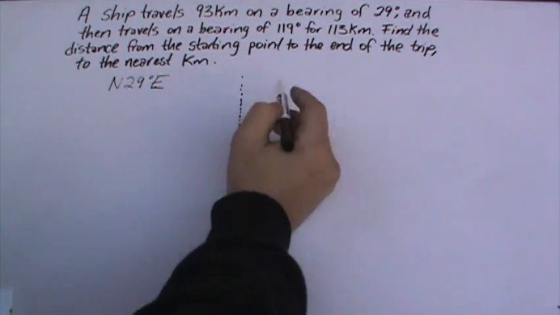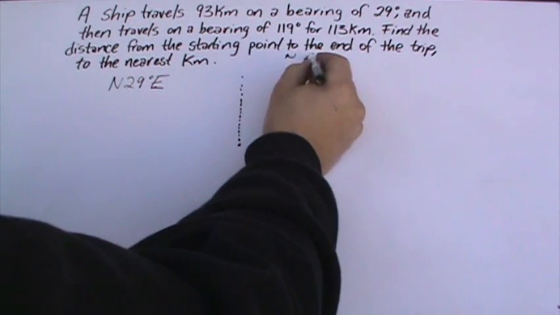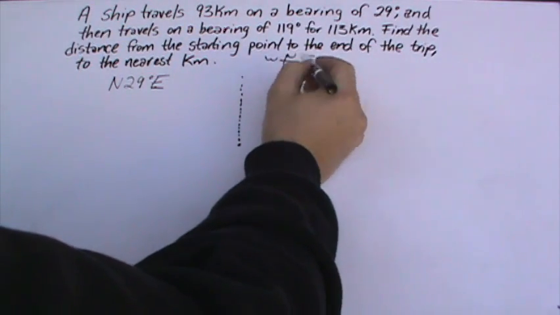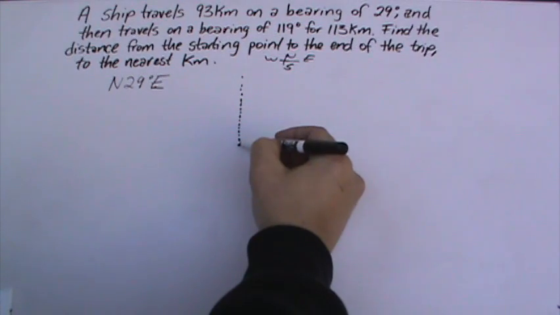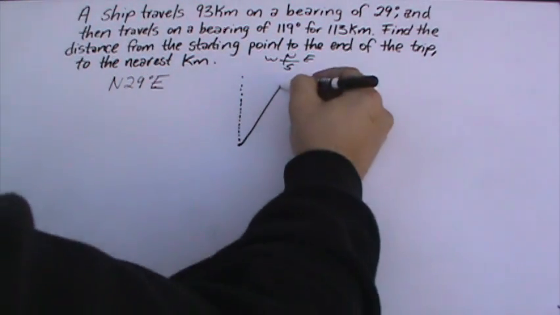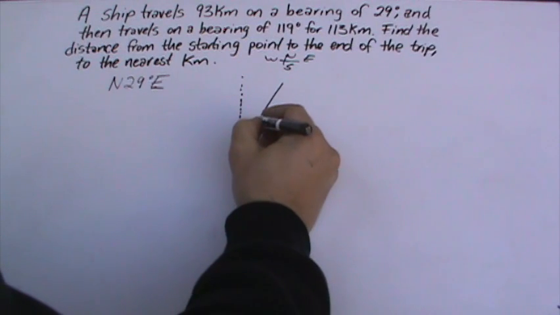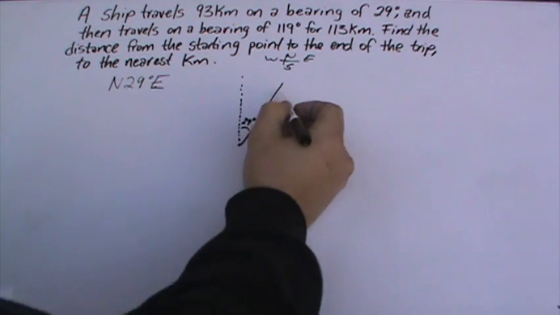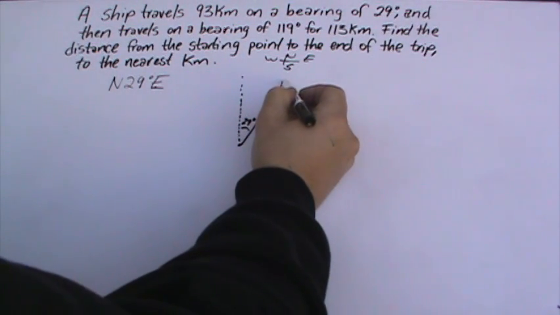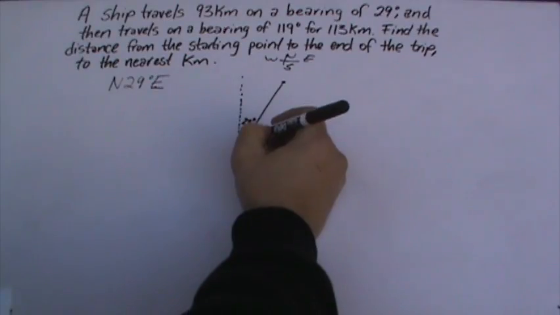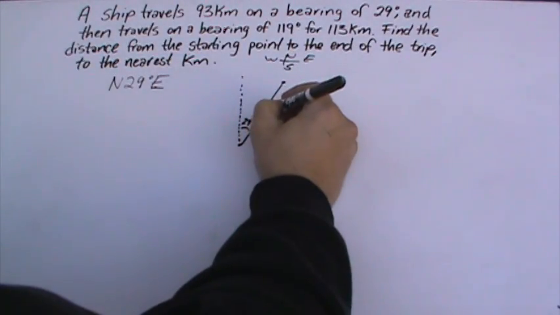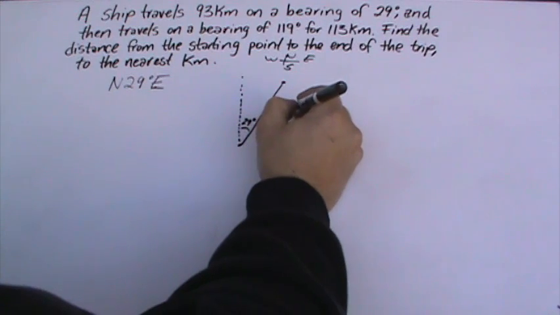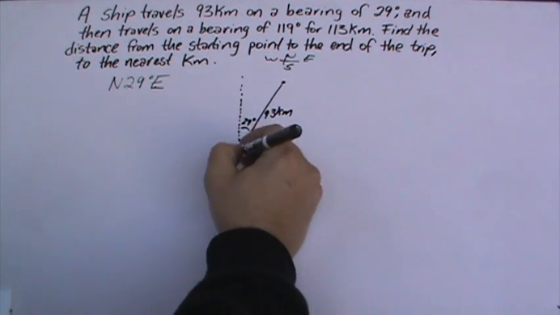So east is this way, right? North, east, west, south. So if we go east, you're actually going about here. So this is actually your path. You go here and you're going to about here. Now it's telling you that you're going 93 kilometers. The length of this is 93, and this is your start.